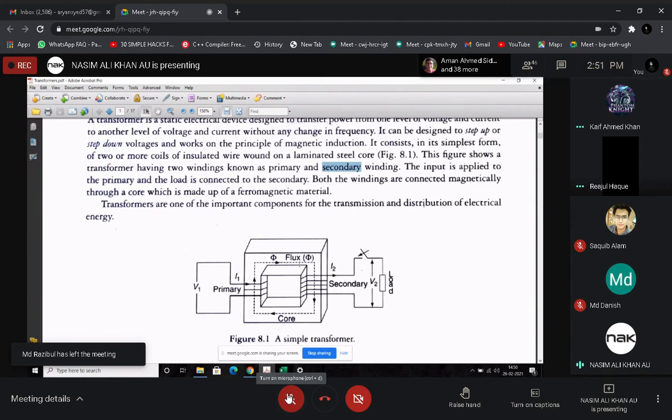ये फ्लक्स ऐसे होके जाके ऐसे करके मूव कर रहा है। फिर this is for magnetic flux. It is invisible, but because of the current carrying conductor, the flux is going to be generated in the core. ये जो अंदर का जो चीज है, this is core, dotted line. अंदर का जो बॉक्स है, this is core.